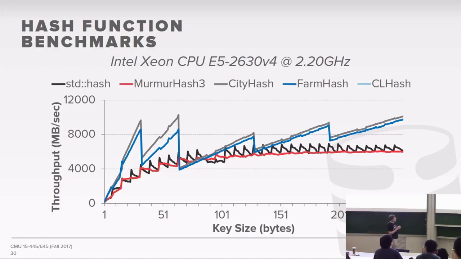In the case of FarmHash and CityHash, you see a very interesting pattern where it spikes up, goes down, spikes up, goes down, and then it changes the sawtooth pattern. It becomes more elongated as you go along. Do you want to take a guess what these spikes correspond to? Byte boundary, exactly right. The first spike is 32 bytes, then 64, 128, 192.